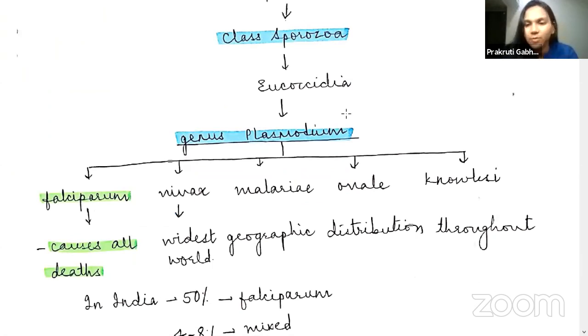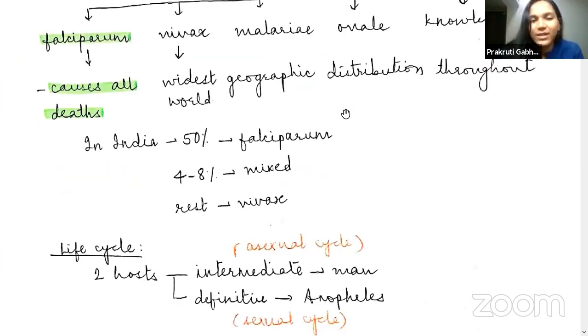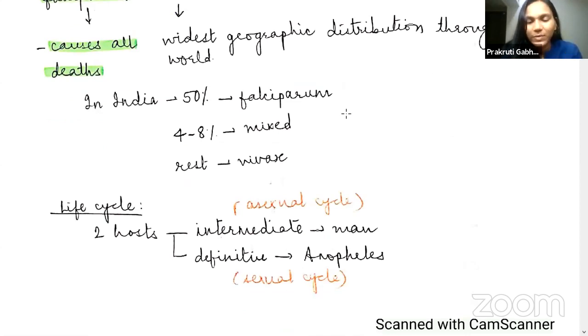Now we have the genus Plasmodium and four important species and one recently discovered species: falciparum, vivax, malariae, ovale, and knowlesi. Out of these, falciparum causes all the deaths and is the most severe of all. Why it is the most severe is also what we will be discussing ahead. However, vivax has the widest geographic distribution throughout the world. In India, unfortunately, 50% of the cases are falciparum, 4 to 8% are mixed, and the rest are vivax.